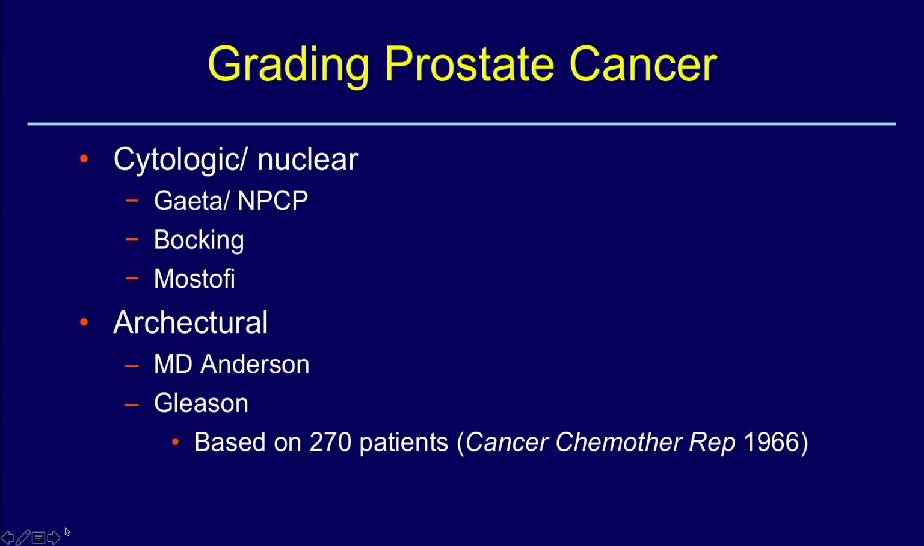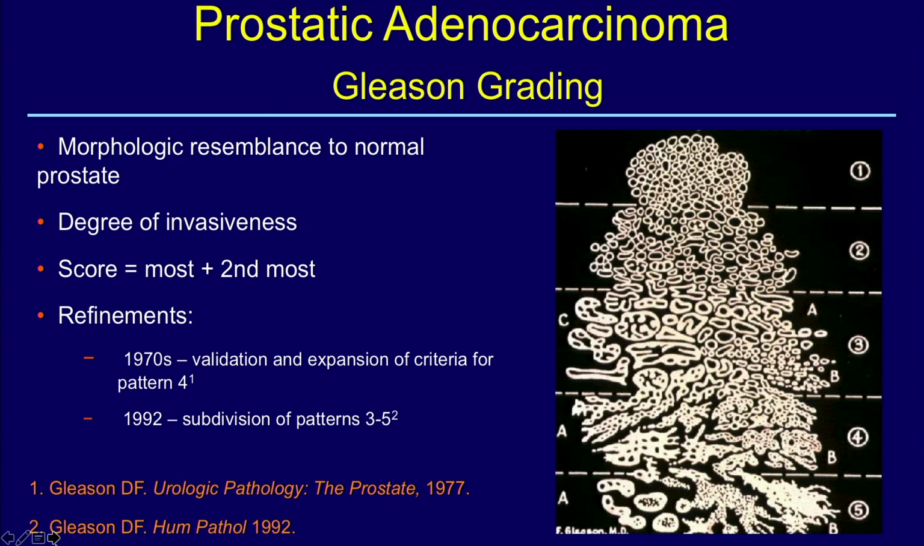So a number of groups started to look at architectural stuff, and the most famous, the one that has stuck, is that of Don Gleason. What Don Gleason did, he was an artist as well as a pathologist, and he was fascinated by all the different architectural patterns that you saw in prostate cancer, and he drew what he saw, grouped them into patterns, and gave them to a statistician and said, does any of this make sense? Turned out that it made great sense, and that was the whole basis for him creating his grading system.